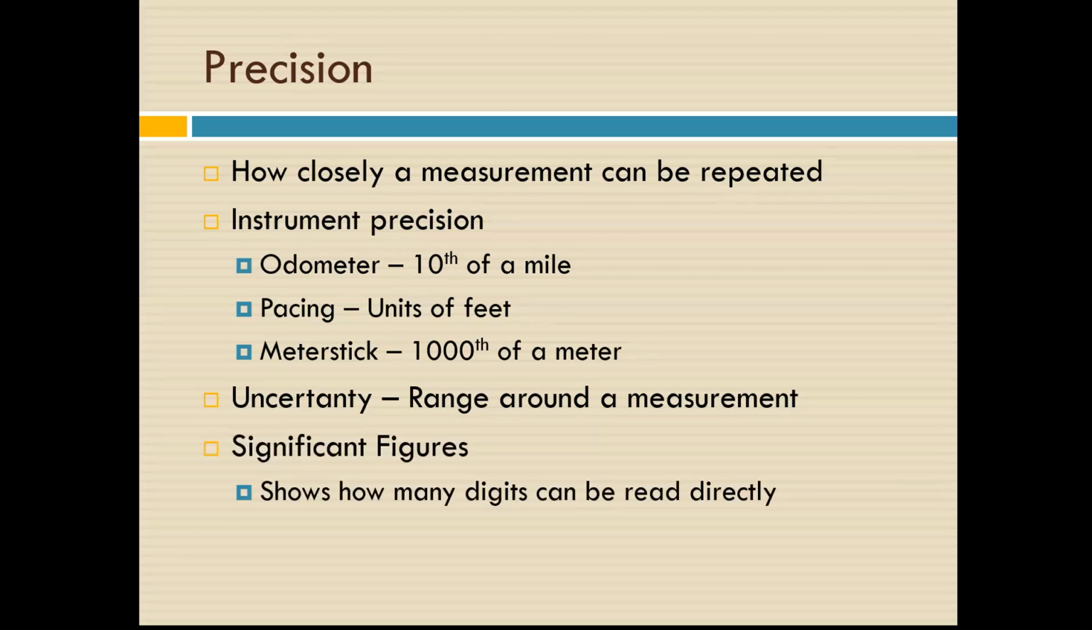We can reflect the precision of our measurements by significant figures. How many digits can be read directly from your instrument? As I said before, your odometer is precise down to the tenth of a mile. Your pacing is precise to about, call it, plus or minus a foot. Your meter stick is precise down to plus or minus a millimeter. You see where we're going here, guys?